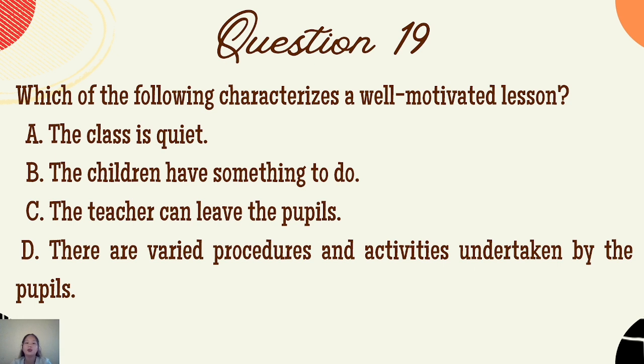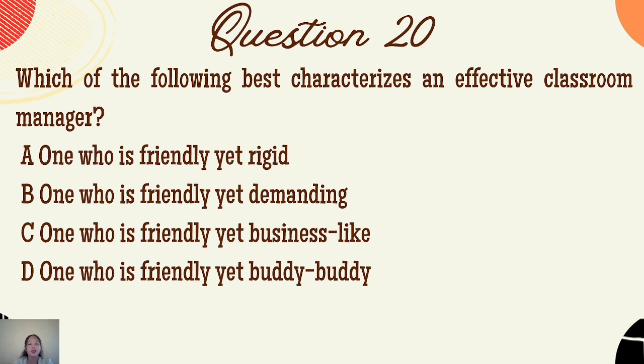Now let's go to question number 20. Which of the following best characterizes an effective classroom manager? The correct answer is letter C. One who is friendly yet business-like. A teacher who is friendly but maintains professionalism creates a positive yet structured learning environment, ensuring that students respect the teacher's authority while feeling supported.